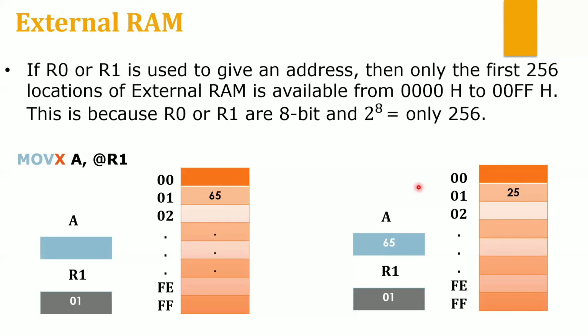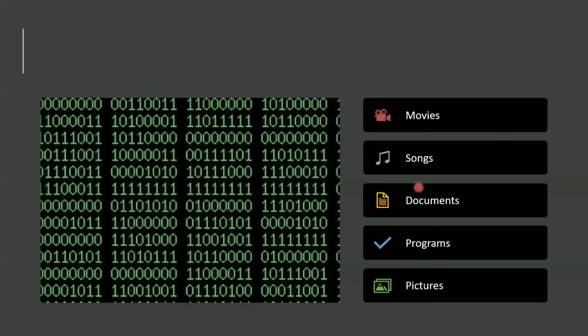Now coming to the practical example. So I told you I will explain one practical example for this addressing mode. You have a laptop, you have a mobile phone, etc. Now you have so much memory in your device, that is your RAM and ROM. And in ROM you can store songs, documents, programs, pictures, movies, etc. So many things. But the memory can store only in the form of ones and zeros, that too in the form of bytes.